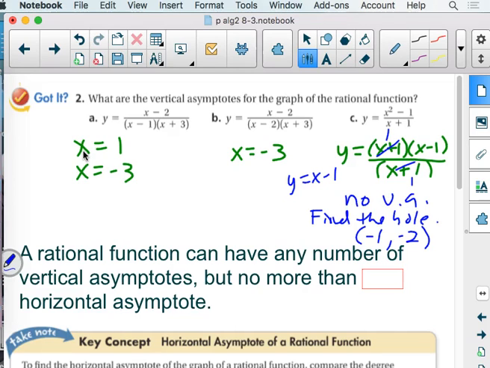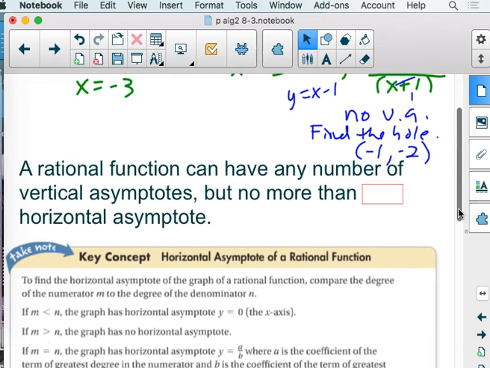Now I know they just asked for vertical asymptotes, but I was a little worried that Friday was a long time ago because it was such a jam-packed activity-filled weekend with fishing opener and Mother's Day and everything else.